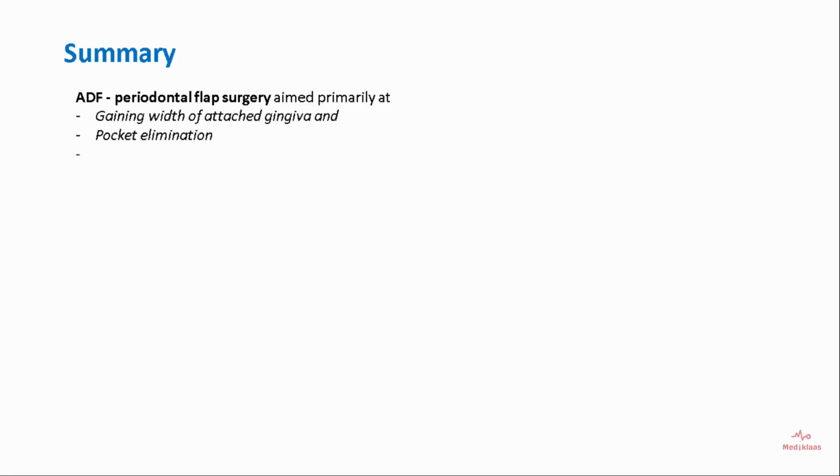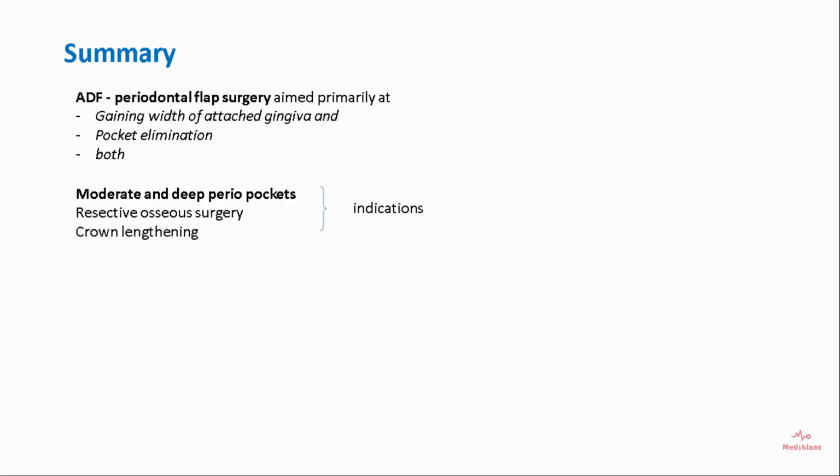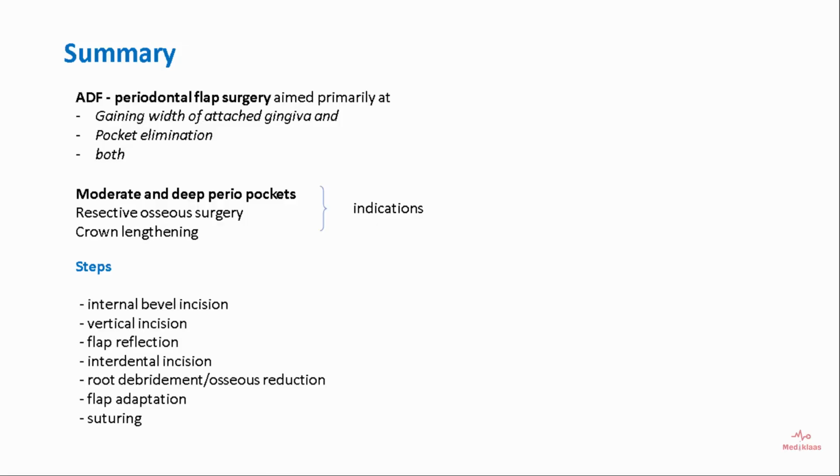So to summarize, apically displaced flap is a periodontal flap surgery which is aimed at gaining width of attached gingiva, pocket elimination, or both. It is advised in moderate and deep periodontal pockets, resective osseous surgery, crown lengthening procedures. Steps involve internal bevel incision, vertical incision, flap reflection, interdental incision, root debridement and osseous reduction if required, flap adaptation and suturing. Assessment of healing is done after 6 to 8 weeks.